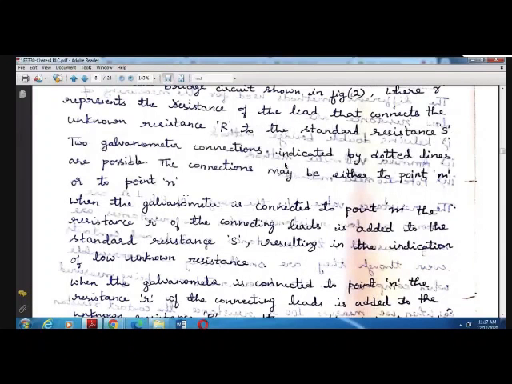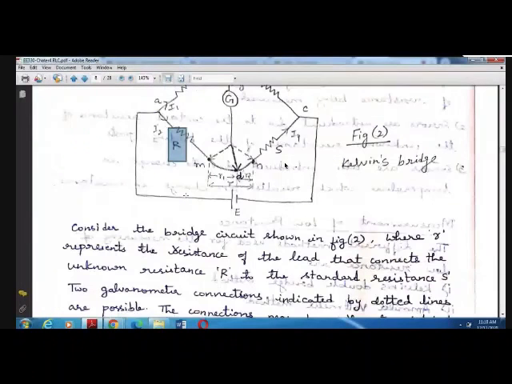So in case of Kelvin's bridge, we are going to add an additional lead resistance along with the four resistance arms. Lead resistance will have a small value, which we are going to measure using Kelvin's bridge. As we are adding an additional lead resistance here, we don't know exactly where we have to connect the galvanometer. So this galvanometer connection is going to split up into two parts, connecting at two different points.